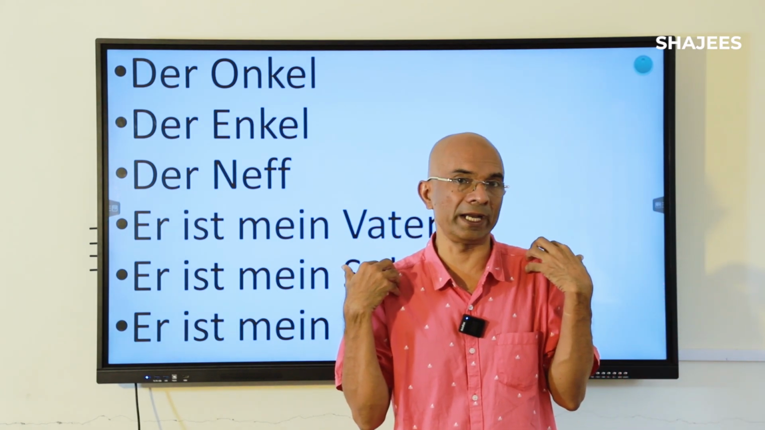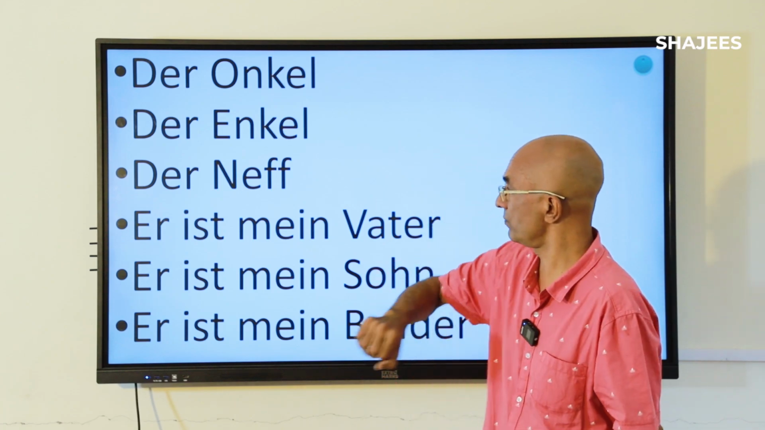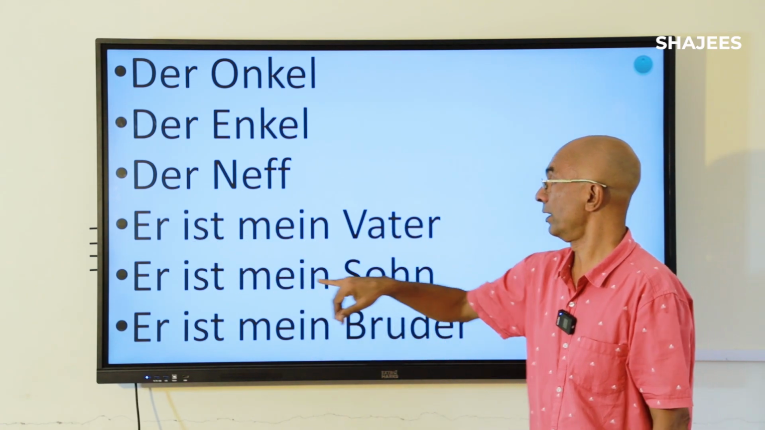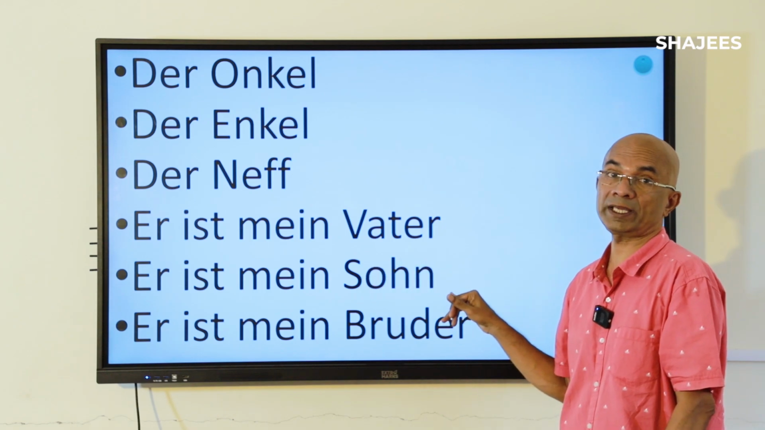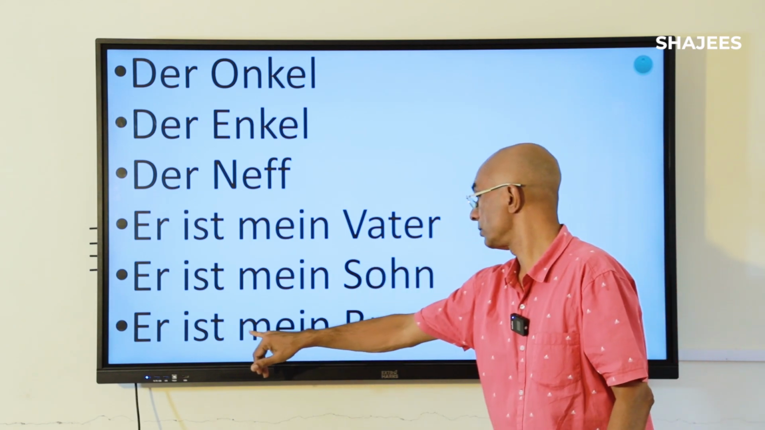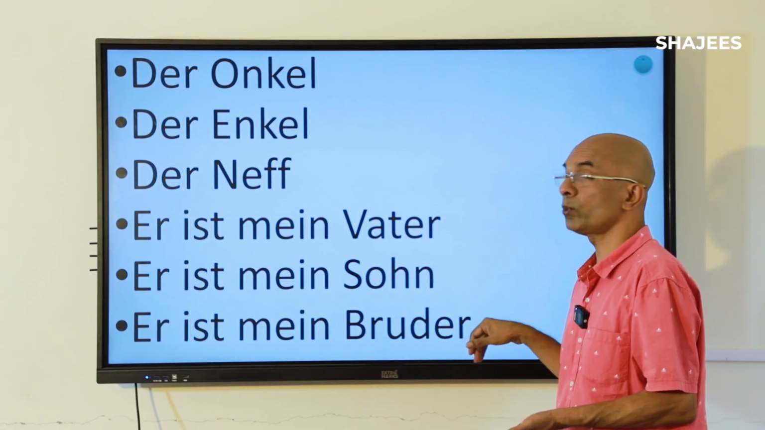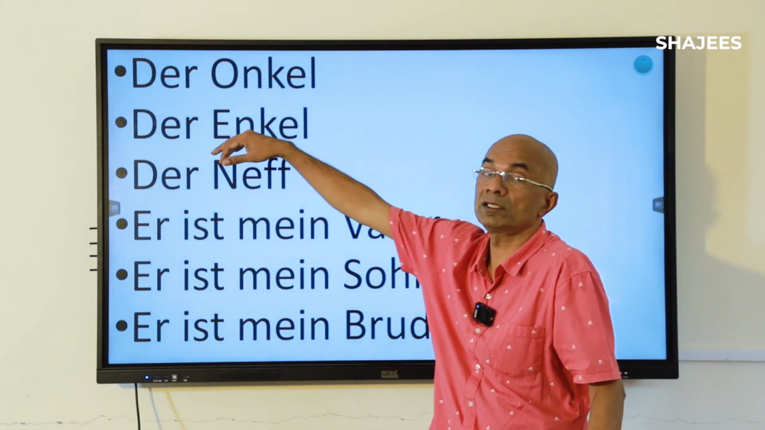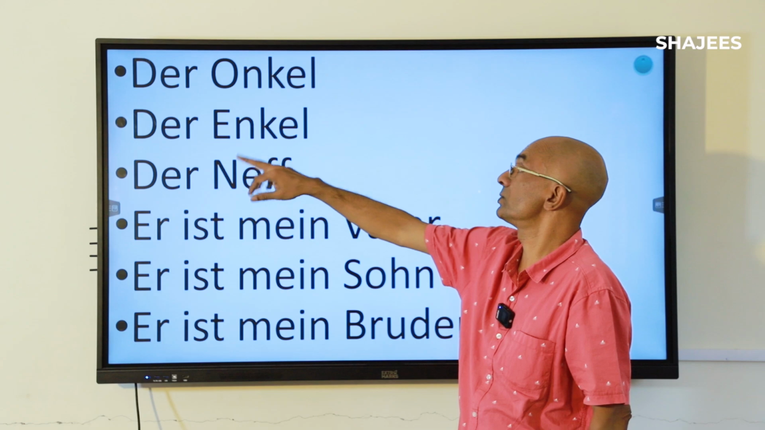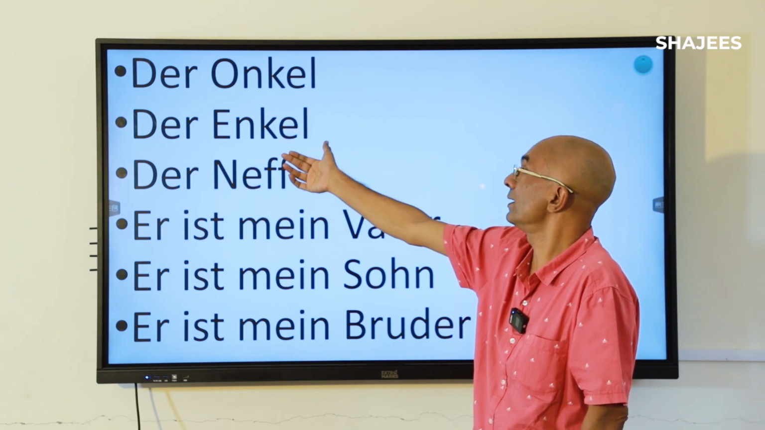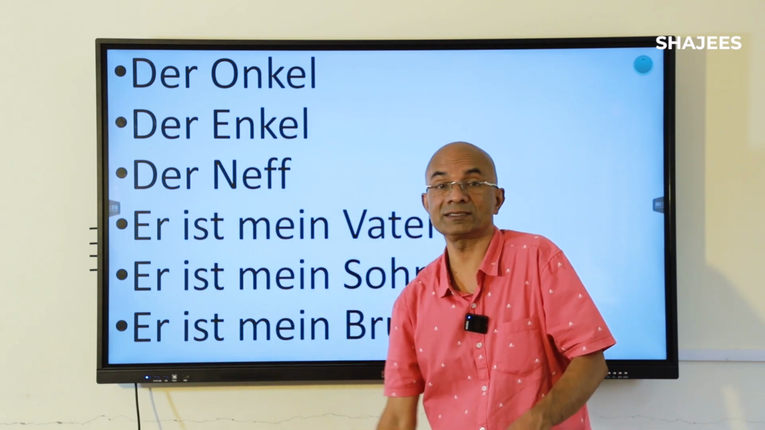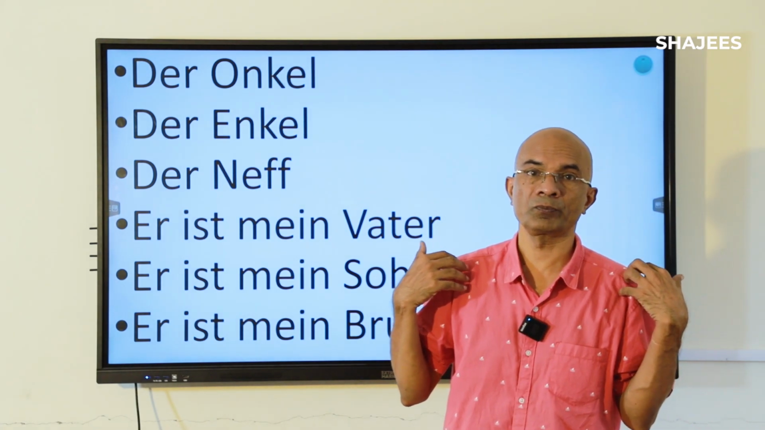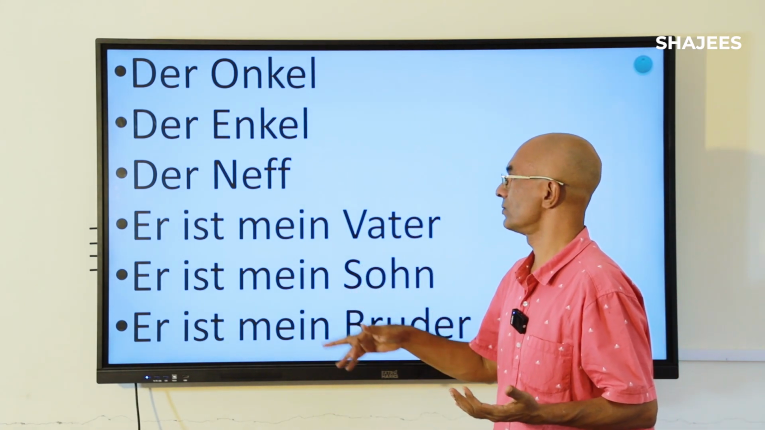Dein means yours. Same way, here is dein Vater, he is your father. Here is dein Sohn, he is your son. Here is dein Bruder, he is your brother. Okay, same way you can say, here is dein Onkel, or here is dein Neffe. Okay, same way, unser. We can say unser Vater.